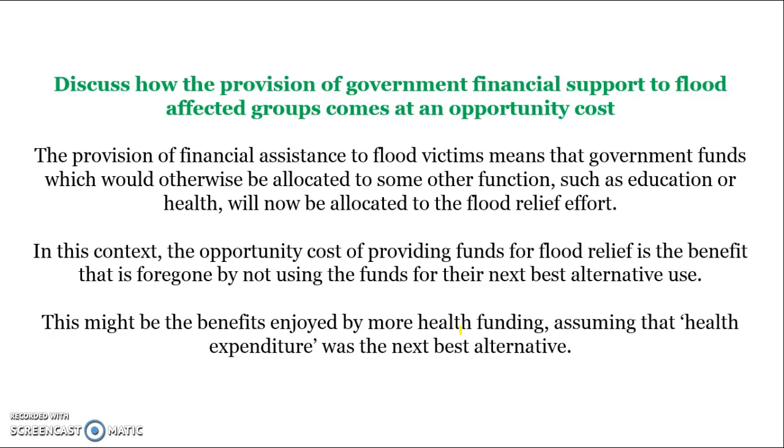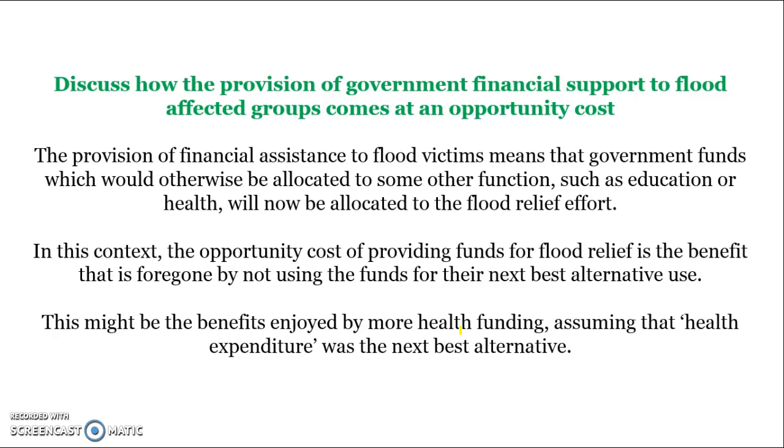Next: discuss how the provision of government financial support to flood-affected groups comes at an opportunity cost. The provision of financial assistance to flood victims means the government funds that would otherwise be allocated to some other function must be devoted to the flood. So that might be education or health. In this context, the opportunity cost of providing funds for flood relief is the benefit that is forgone by not using the funds for their next best alternative use.